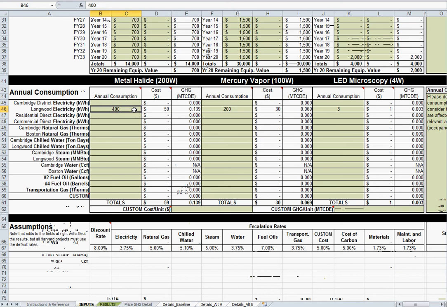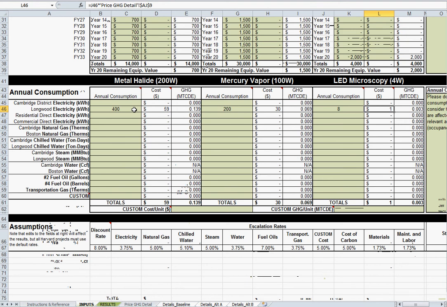So in year 1 today, and notice I put Longwood Electricity because this was a project on the medical school campus. We would see slightly different rates at the Cambridge campus. It's a little less expensive. If this was a residential project, it would be more expensive, and commercial would be somewhere in between. So where you are matters with respect to all of these things. So at Longwood, we've got $59 in cost, and we dropped that all the way down to $1 in cost with our LED system. So on a percentage basis, we actually have a very large change in costs overall.